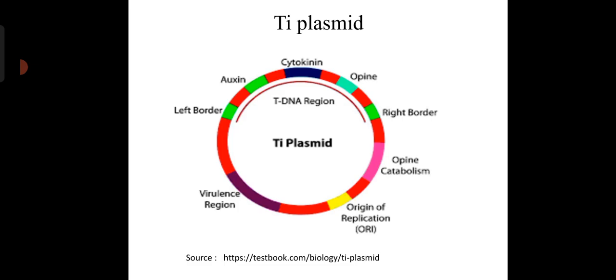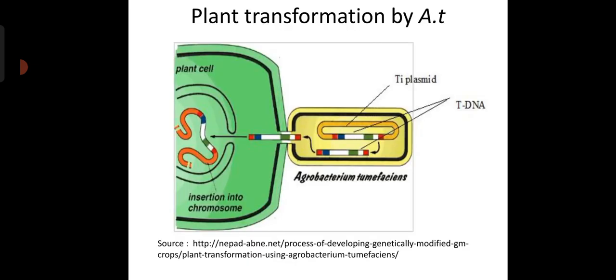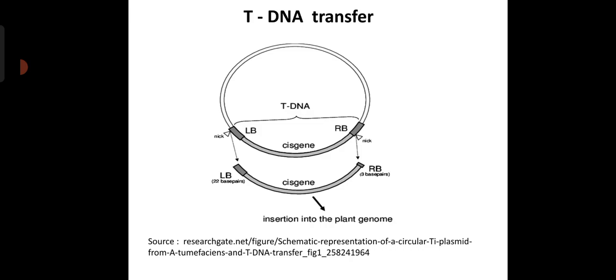Now, when the Ti plasmid is used for transgenic plant production, the genes responsible for oncogenesis, that is auxin and cytokinin production, and even opine synthesis, are deleted from the T region, and this is called disarming. So in these Ti plasmids, the oncogenes located in the tDNA region are replaced by the transgenes. This is also referred to as exogenous DNA.